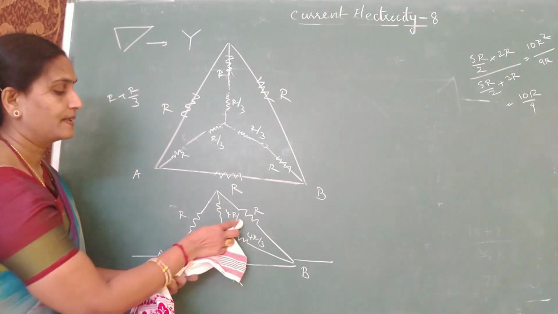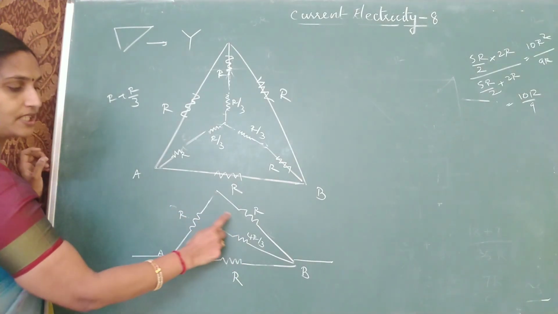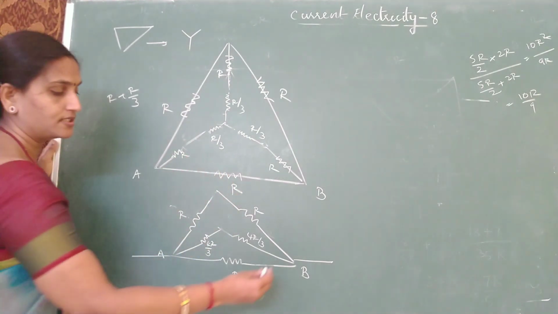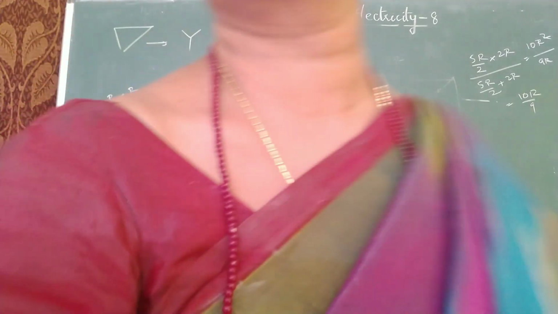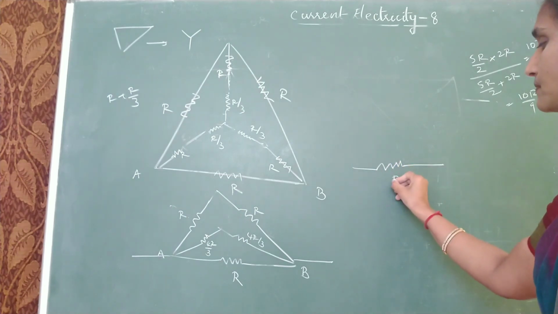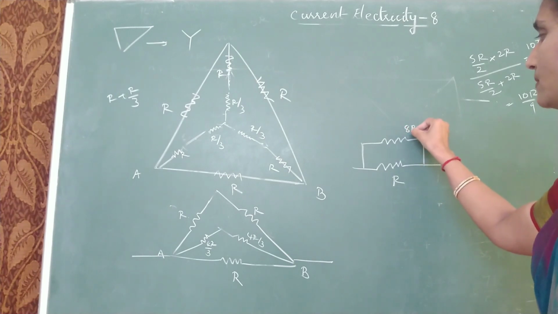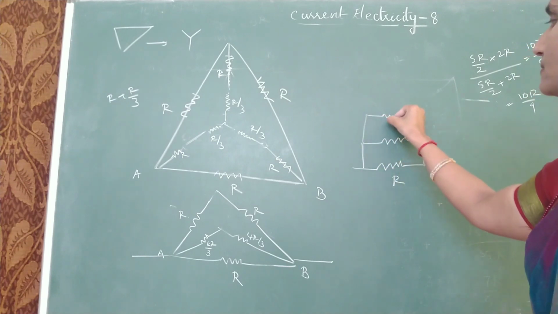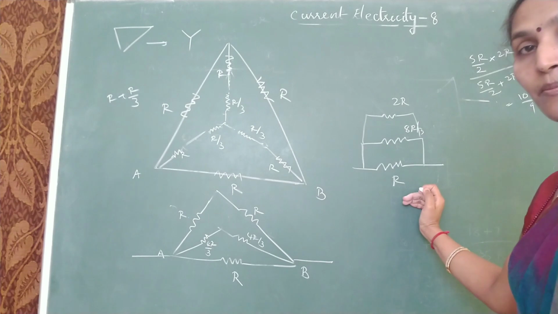So remove that. If I remove this, 4R by 3 and 4R by 3 are in series. R and R are in series. So what will be your equivalent circuit? If I make the next circuit which is equivalent to this, below you have capital R. 4R by 3 plus 4R by 3 will be 8R by 3. R plus R in series will become 2R. All the 3 branches are in which combination?